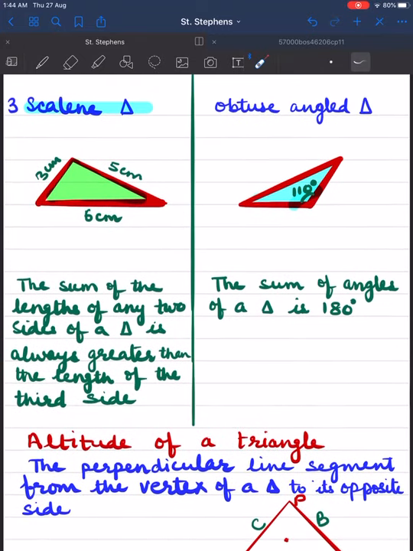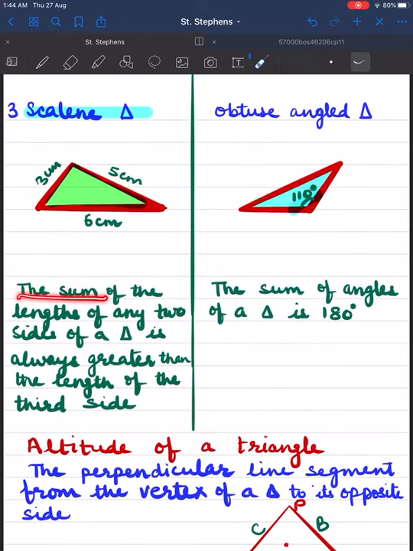Children, remember, the sum of the lengths of any two sides of a triangle is always greater than the length of the third side. So here in the above triangle, we observe that if we add the lengths of any two sides, let it be 3 cm plus 6 cm, we get 9 cm, which is greater than the length of the third side, which is 5 cm.